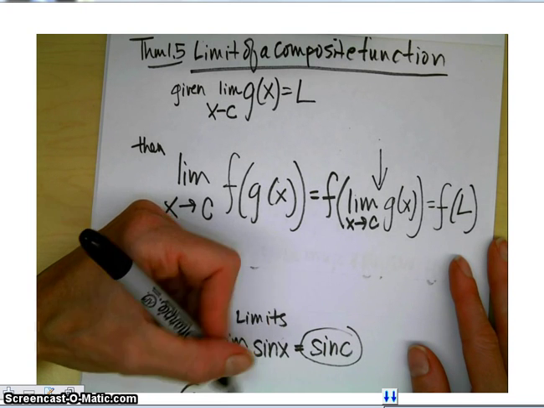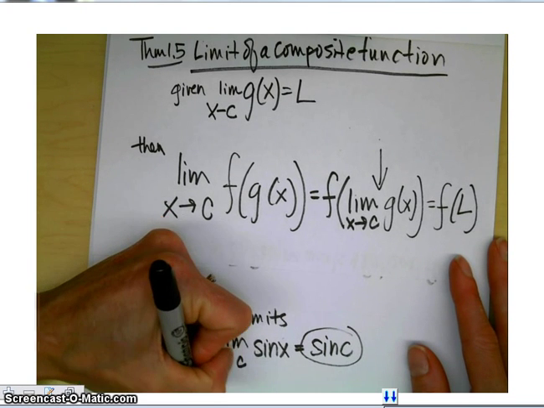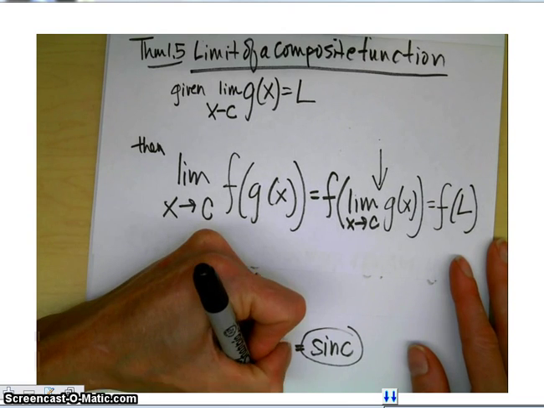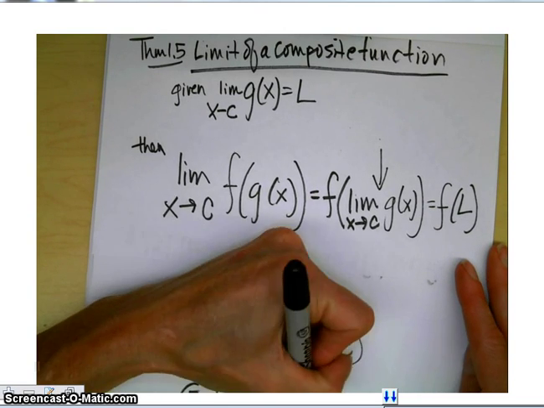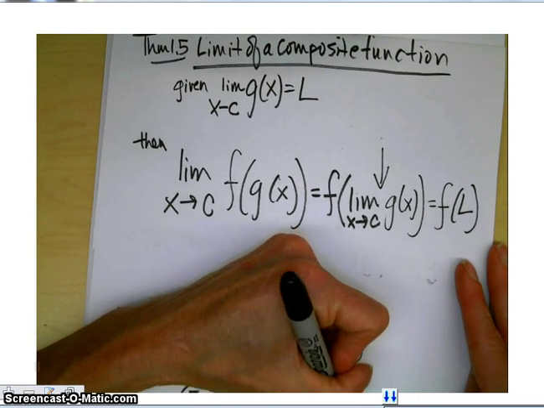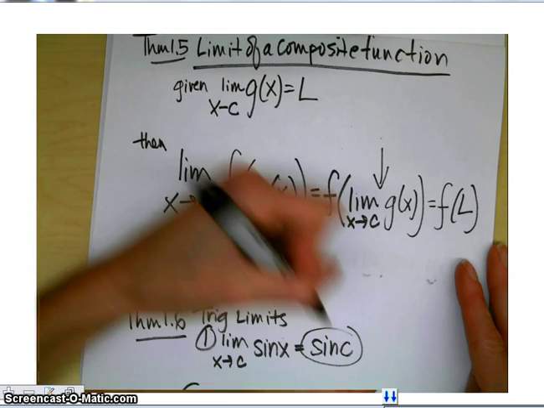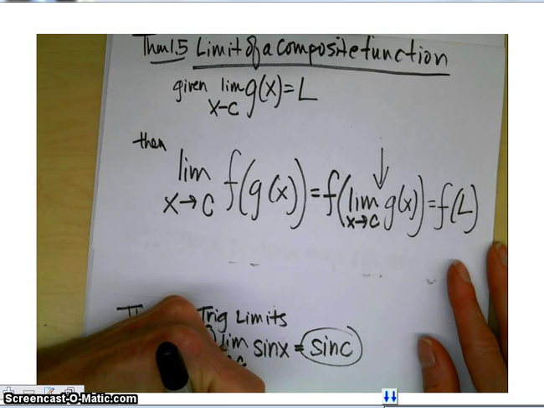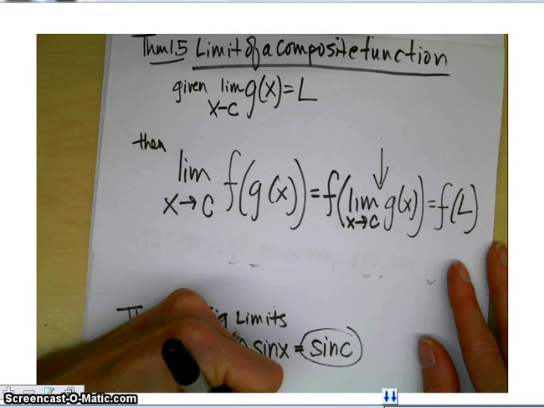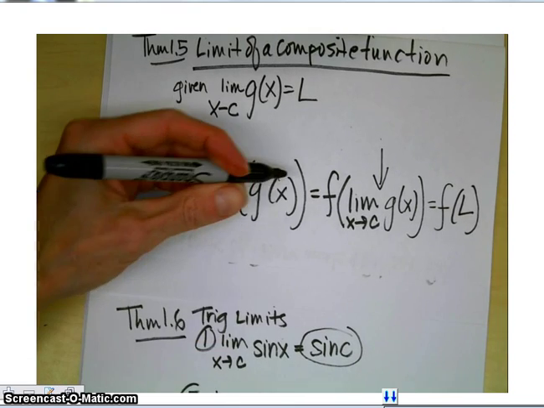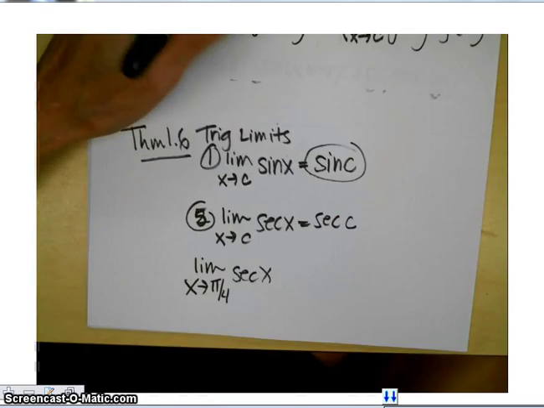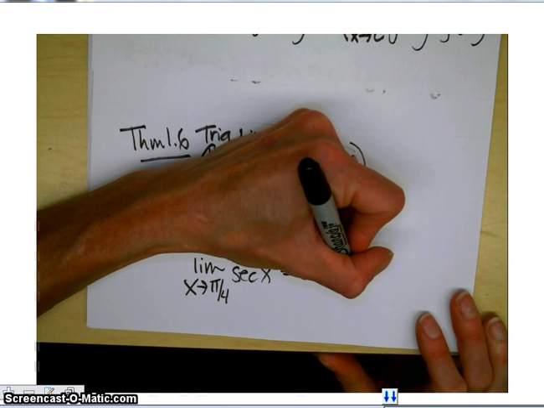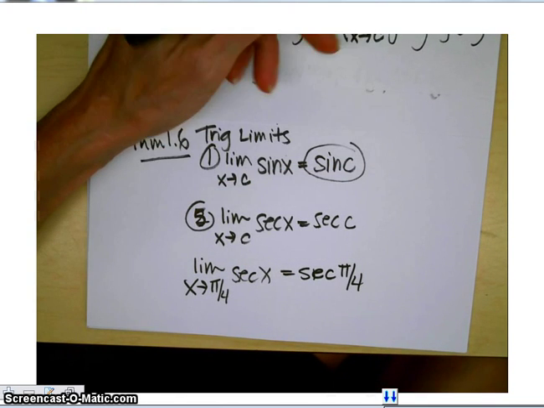Oh, not number 2. Let's go all the way down to number 5. Say I want to find the limit as x goes to c of secant of x. Secant of what? c. So let's say I wanted to find the limit as x goes to pi over 4 of the secant of x. How would I do that? It would be the secant of pi over 4. Do you know how to find the secant of pi over 4? Panic. Oh, my calculator doesn't have a secant button.